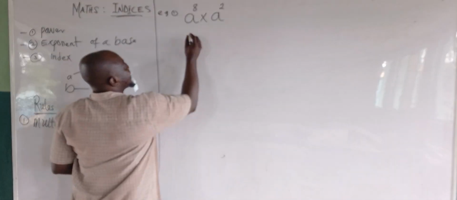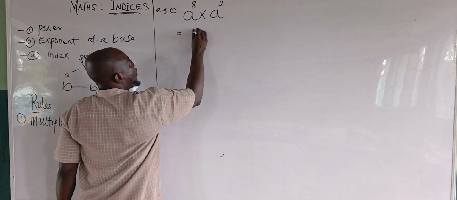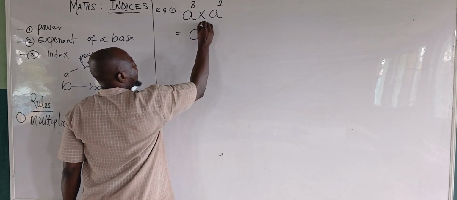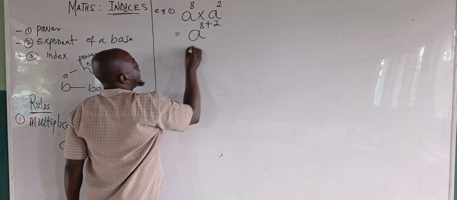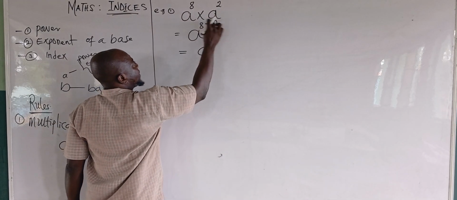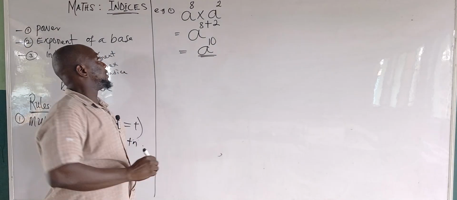In this case, first step is that we pick one of these. Why? Because they are the same. Pick one of the base, they are the same. So I will have a to the power of 8. Change your times to plus here. So here becomes this, and then our value here, add them together, becomes 10. So this is how you do this going forward.